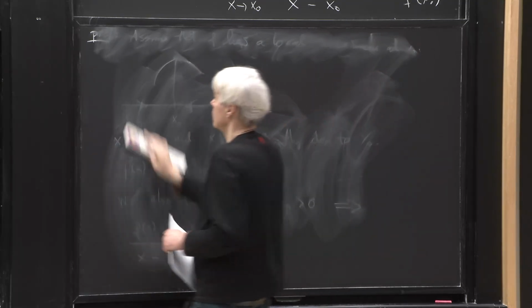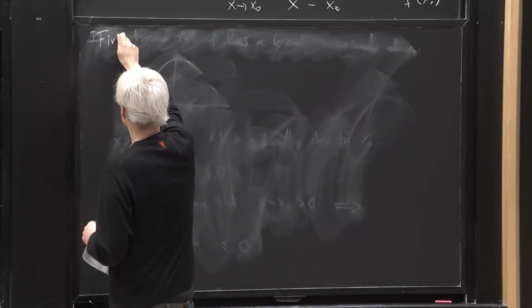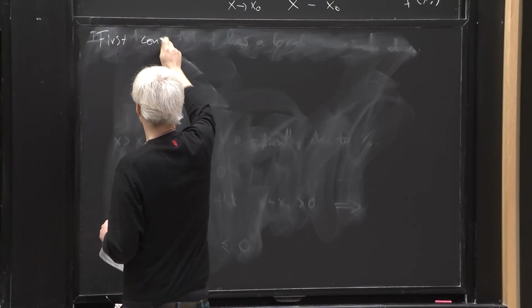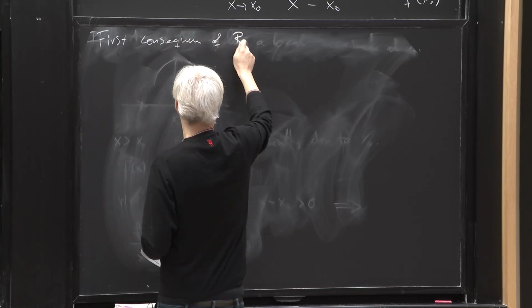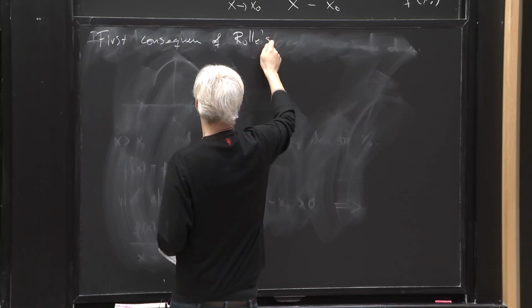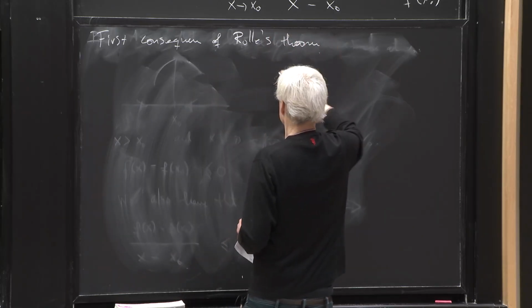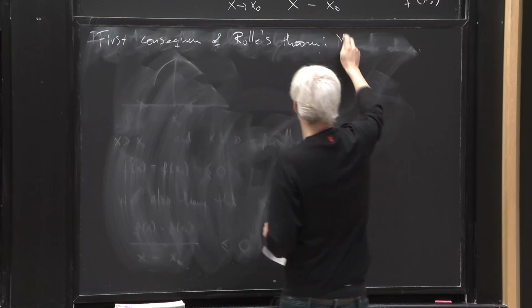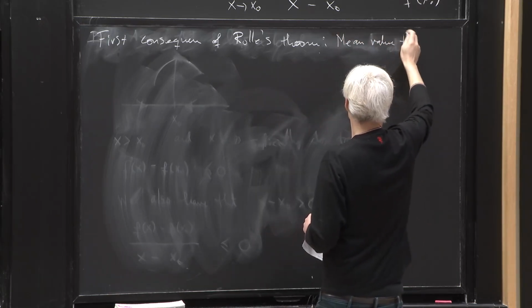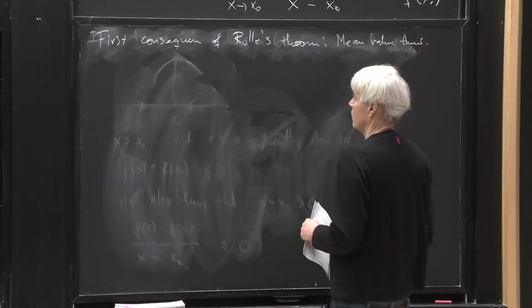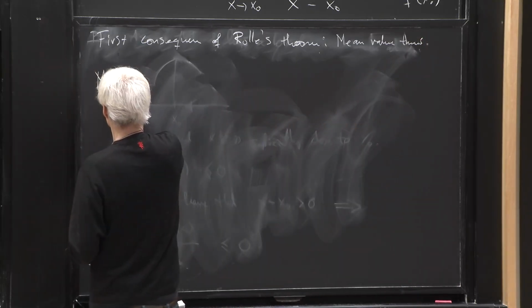So, the first consequence of Rolle's theorem, and this is the mean value theorem. Okay, and so the first one is the actual mean value theorem.